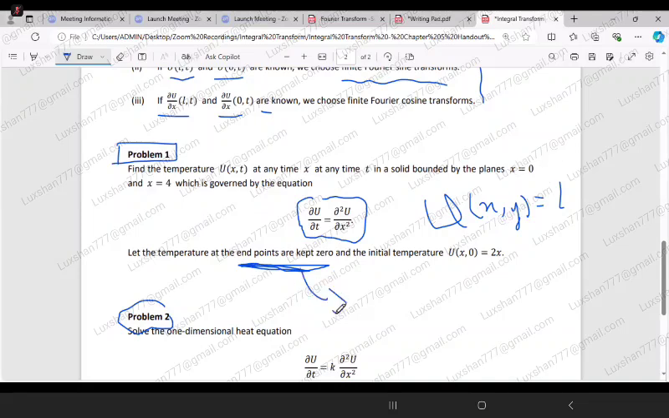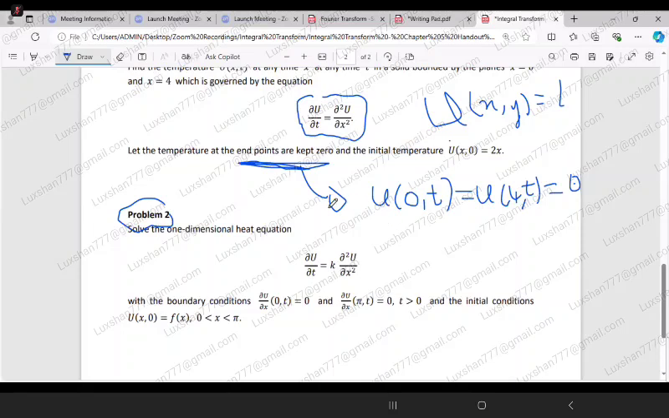So we are given that the temperature u(0,t) = u(4,t) = 0. These two are called the boundary conditions. We are also given an initial condition: when time equals 0, u(x,0) = 2x. So that is the problem.